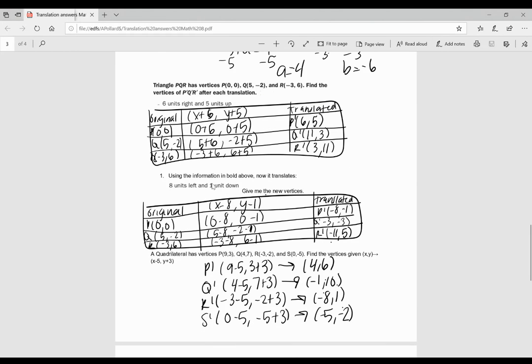Now we're doing 8 units to the left and 1 unit down, so we're using our minuses. So they want you to get used to using your minus and negative signs together.